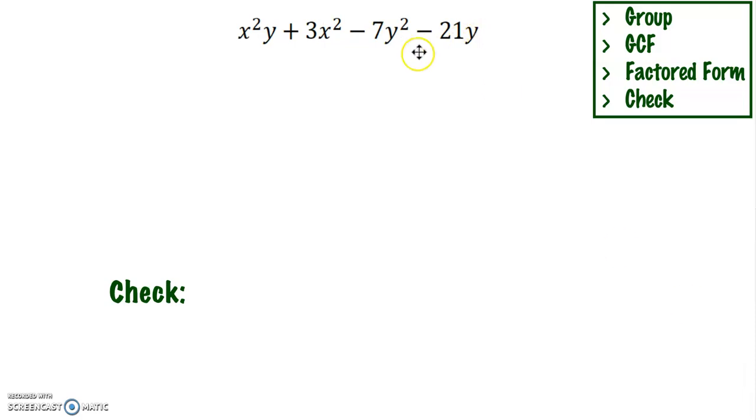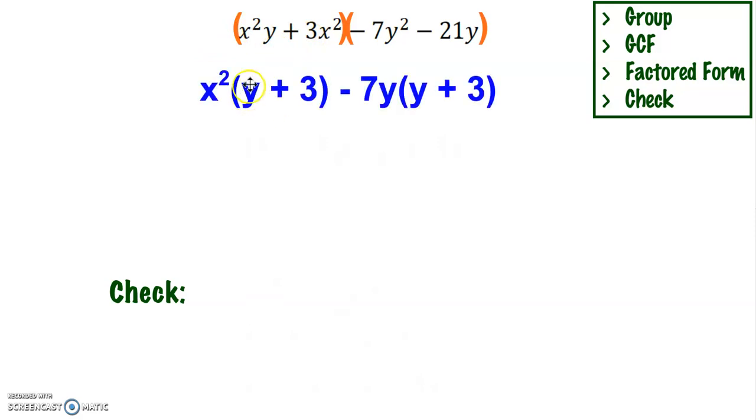Here, our first step is to group. We group x squared y and 3x squared together, and negative 7y squared and negative 21y. I see my GCF in the first group is just x squared, so I'm left with y plus 3. So when I'm left with y plus 3, I know my second set of parentheses need to look like that. So in order to force that to happen, I know I'm going to have to pull out the negative 7. They also have a y in common.